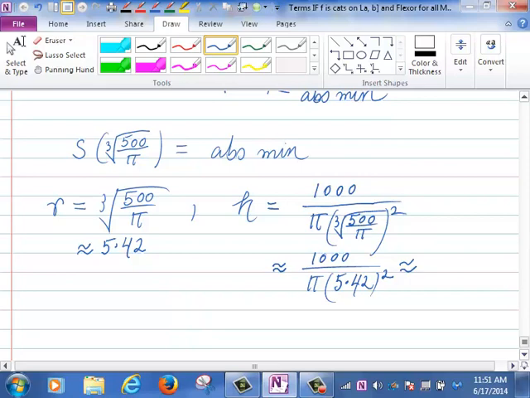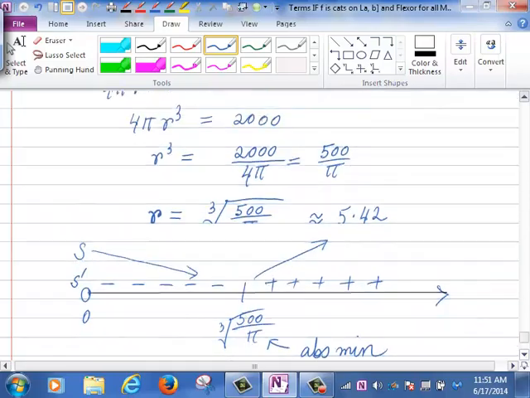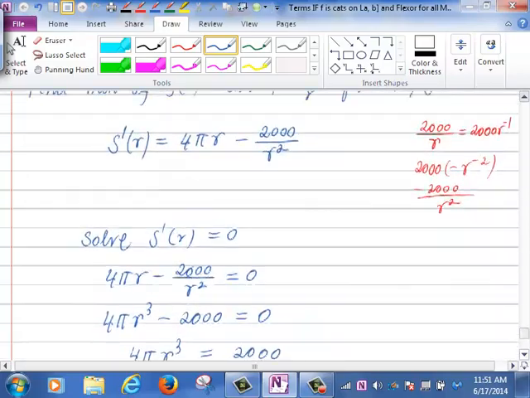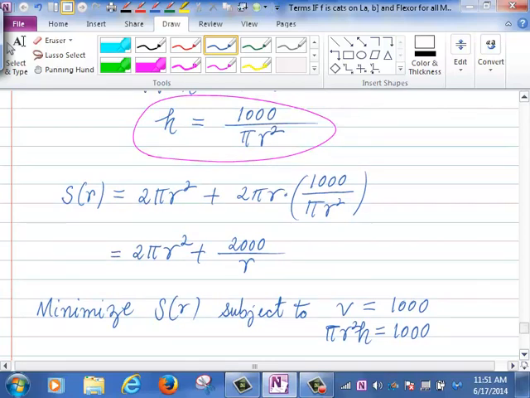Maybe that's the right number. Let's check. If I get 10 and 5, am I getting volume to be 1000? So what is pi r squared times h then? If I take h to be 10 point, what you said, and r to be 5.4, then is the volume close to 1000?